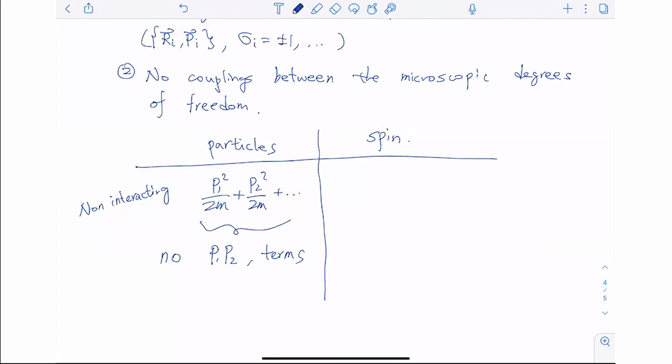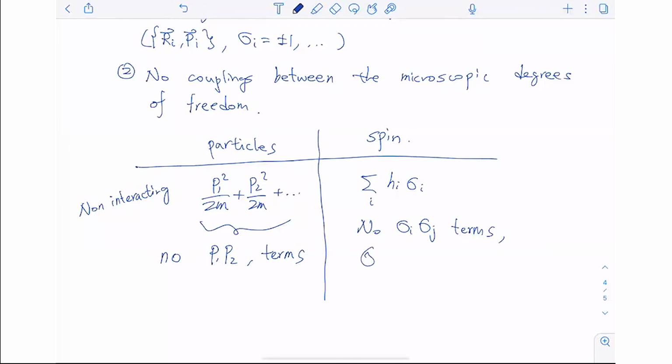And for the spin system, maybe you will see the coupling between the external field with individual spin. But if there's no sigma i, sigma j term, it is also considered interaction free. In principle, it could be very complicated.